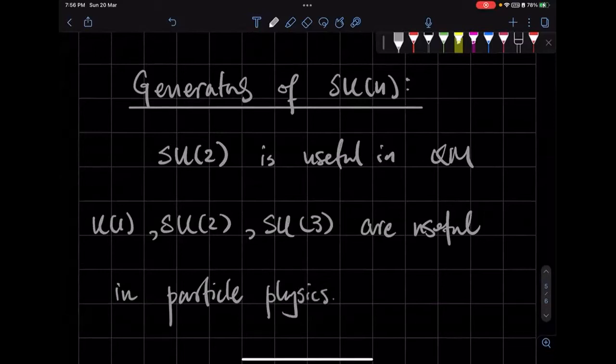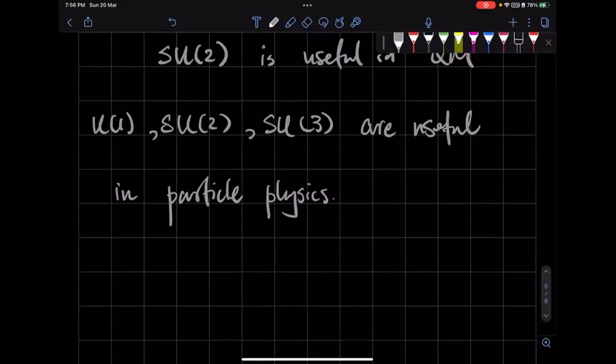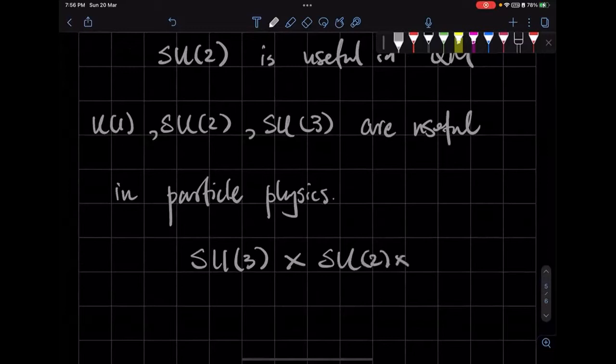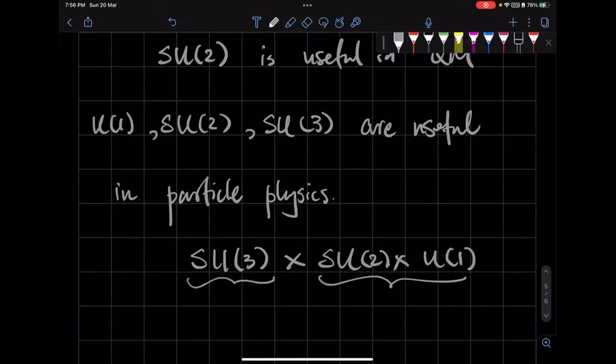In fact, the standard model of particle physics has something called a gauge symmetry, and the symmetry of the theory is SU3 cross SU2 cross U1. These two are the symmetries of the weak interaction and electromagnetism, and this is the symmetry of the strong interaction, strong nuclear physics.